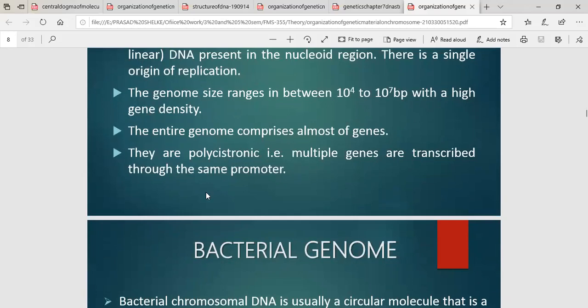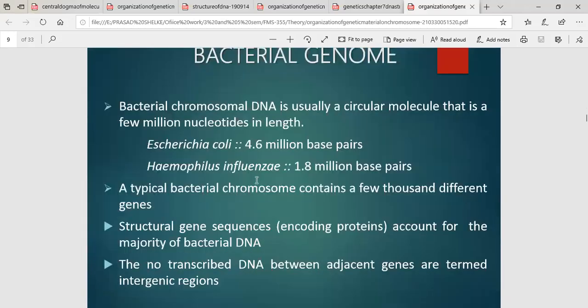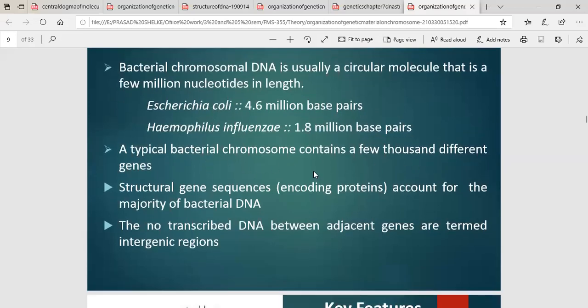So here are some examples of this organization of the bacterial genome. Escherichia coli generally contains 4.6 million base pairs, that means 46 lakh base pairs. Haemophilus influenzae contains 1.8 million, that means 18 lakh base pairs. So the typical bacterial chromosome contains a few thousand different genes.